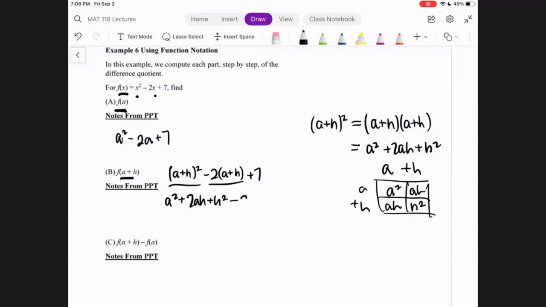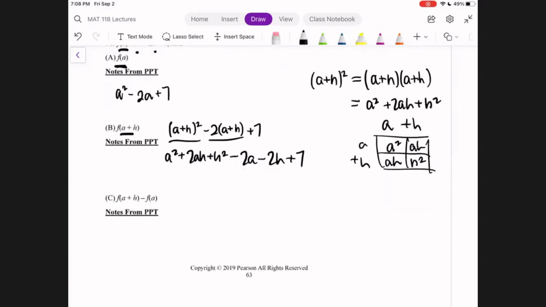And then I'm going to distribute that minus 2. And there we have it. Now for part C, it wants me to take part B and subtract part A. So a squared plus 2ah plus h squared minus 2a minus 2h plus 7, minus part A. So I'm going to minus all of this.